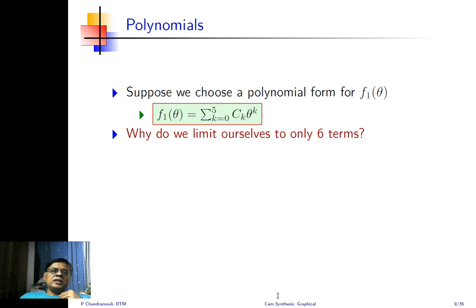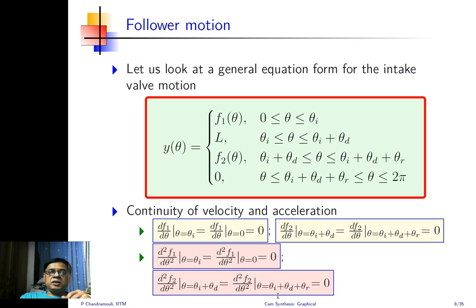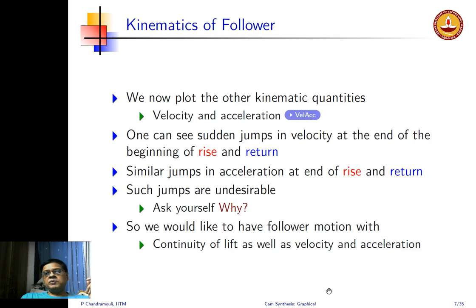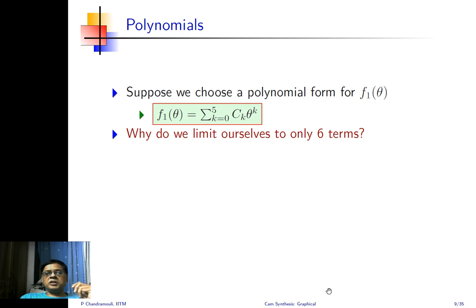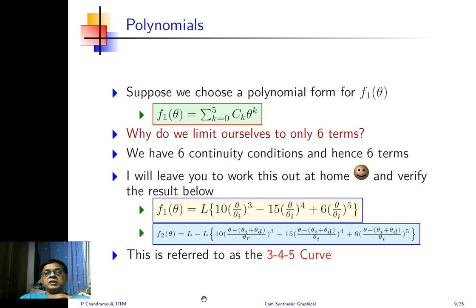The answer basically is the fact that we remember how many conditions we have. We have imposed, you saw 4 equations on the previous page. You had continuity of velocity for rise and return, acceleration similarly, so 4, and then you also have continuity of displacement. So effectively we have 6 conditions, therefore the maximum I can solve for is 6 terms. So therefore we limit ourselves to 6 continuity conditions and hence 6 terms.